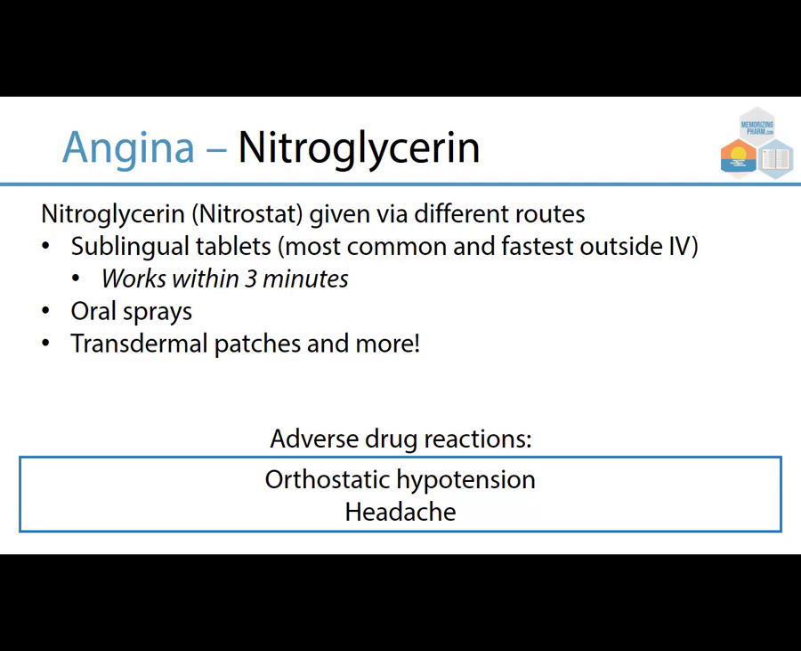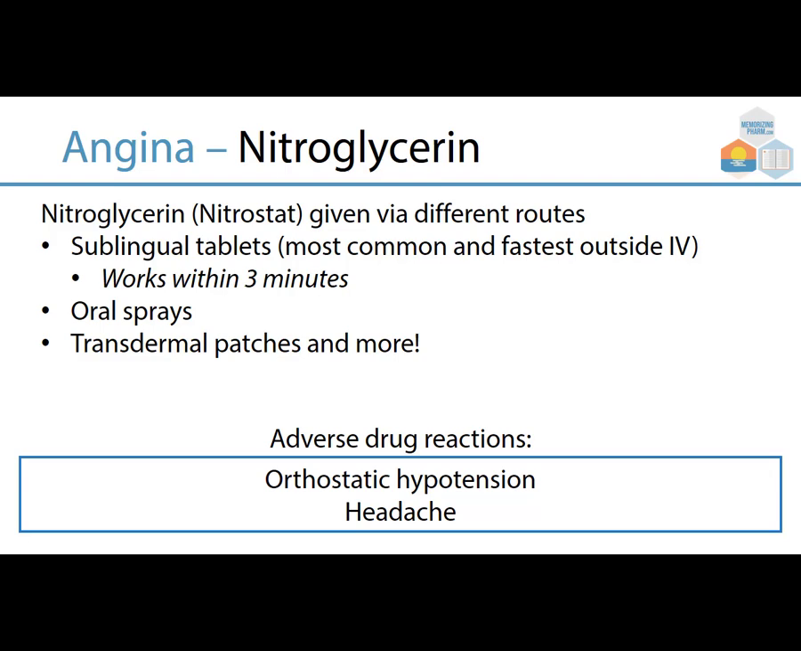Nitroglycerin can be given via different routes. Sublingual tablets, which is the most common and fastest outside of IV, work in about 3 minutes, and it's also an oral spray. Transdermal patches as well. And then the adverse drug reactions. As you would expect, if you're going to rapidly vasodilate something, you can get orthostatic hypotension, and orthostatic quite literally means ortho, standing straight, static, in standing. So straight standing hypotension is a rapid loss of blood pressure, and then headache, again, from that vasodilation.